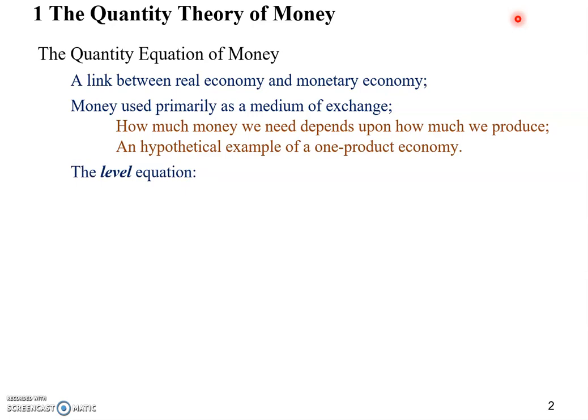And so here, let's talk about 2 equations. These are just 2 variations of the same equation, okay, the quantity equation of money. The first one is focused upon the absolute level. The second one will focus upon the percentage change. Okay. Now the level equation says P times Y equals M times V.